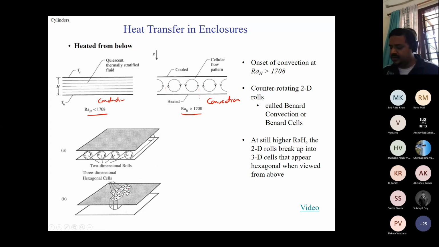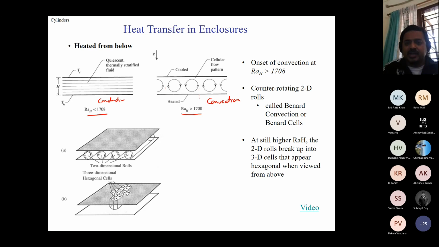And then at still higher Rayleigh numbers, these 2D rolls change into 3D, and they appear hexagonal when viewed from the top. By the way, friends, this is called Bénard convection, and these rolls or cells are called Bénard cells.